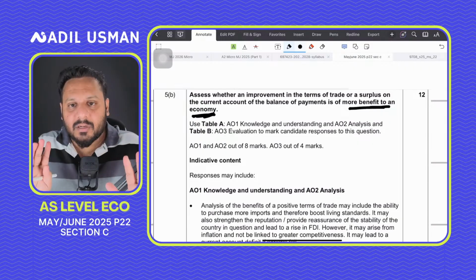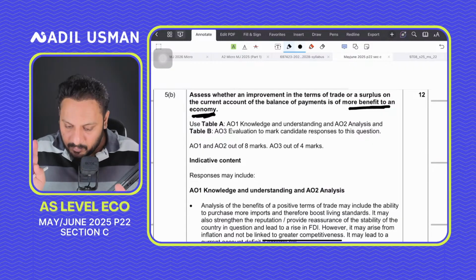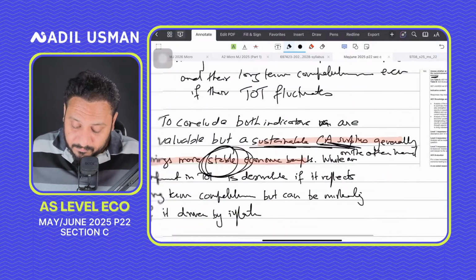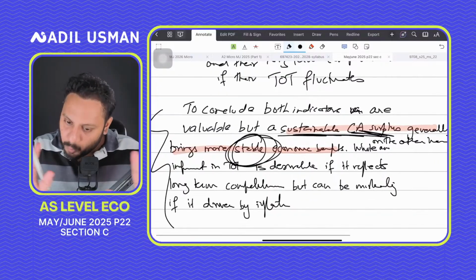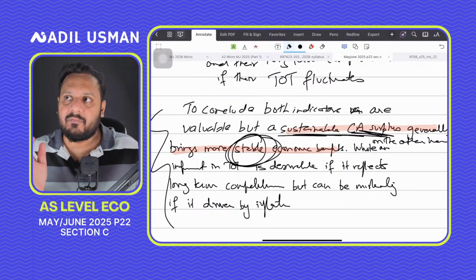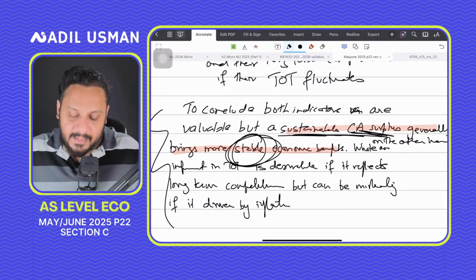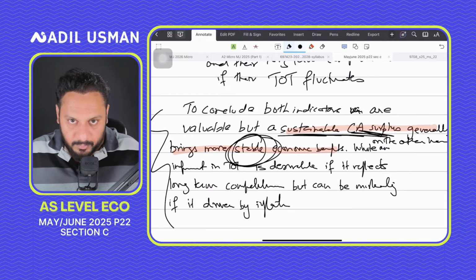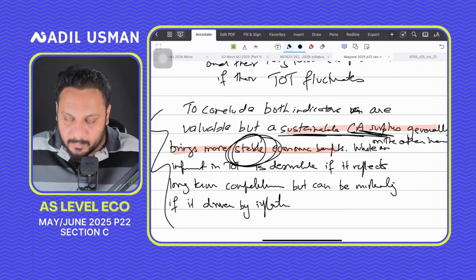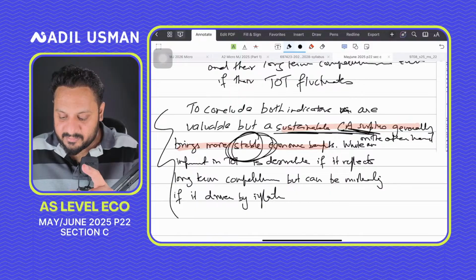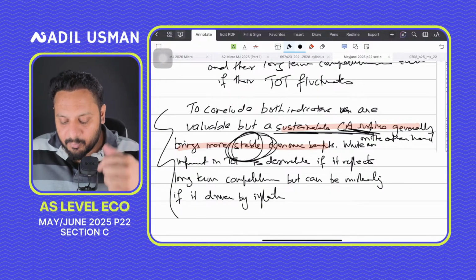Then in the end, you conclude that, now listen to me, I want to provide a judgment. While a current account surplus is beneficial, you will say that now I want to conclude that both indicators are valuable. It's not a matter of which is more important, which has more preference over the other. Both these indicators are valuable. However, a sustainable current account surplus generally brings more stable economic benefit.